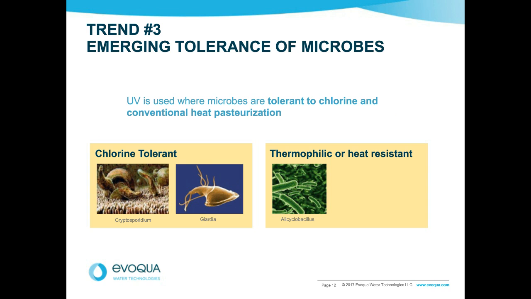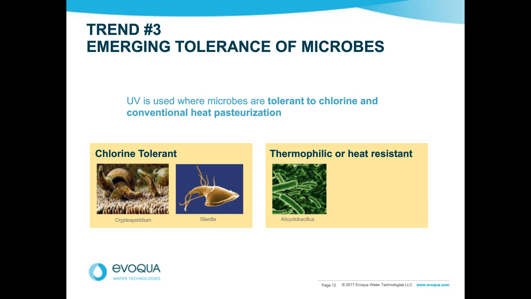Tolerance. We see more and more tolerance with microbes to chemicals, to even quaternary biocides. We see many species now that are tolerant to chlorine. We see many species now that are tolerant to heat. So as the organisms evolve, they're able to mutate and they're able to find ways of either growing thicker outer skins or somehow resisting the chemical attack.